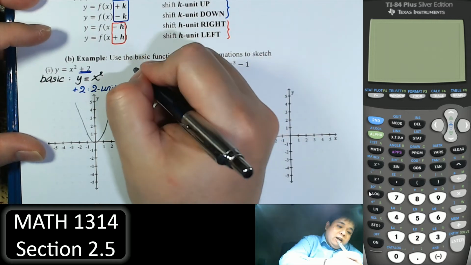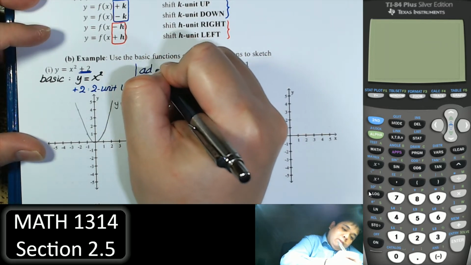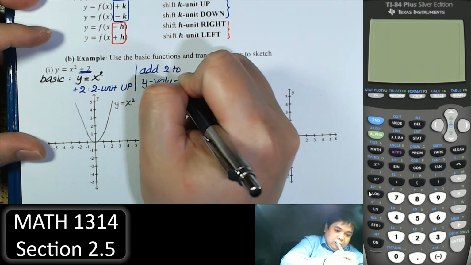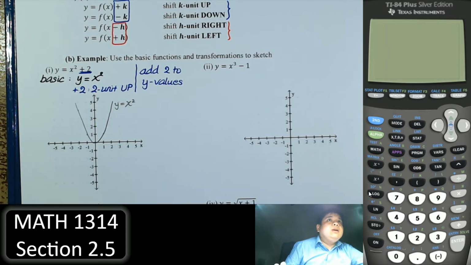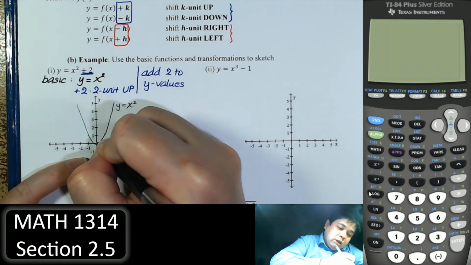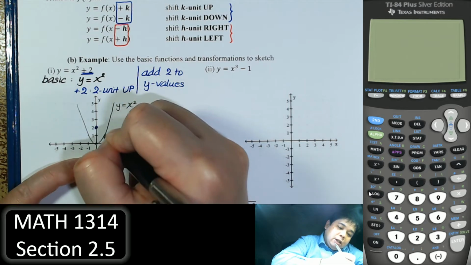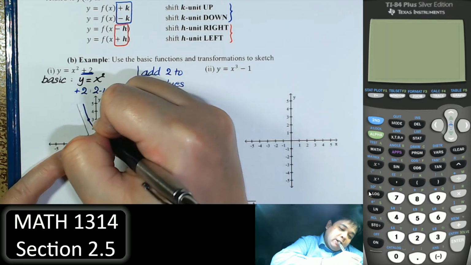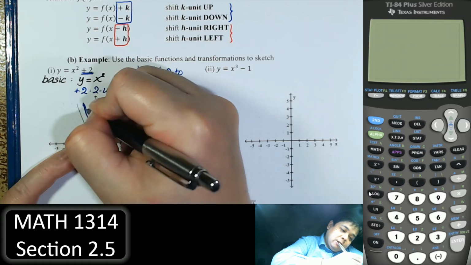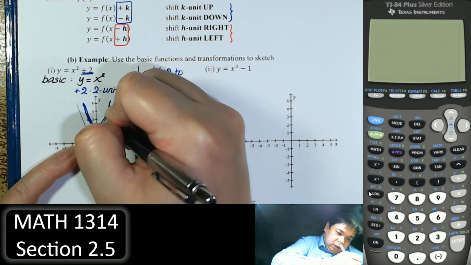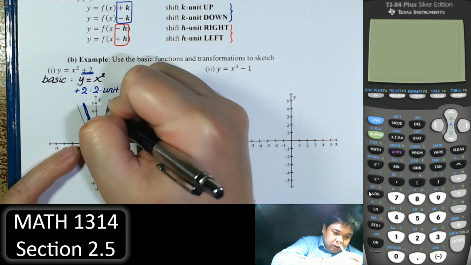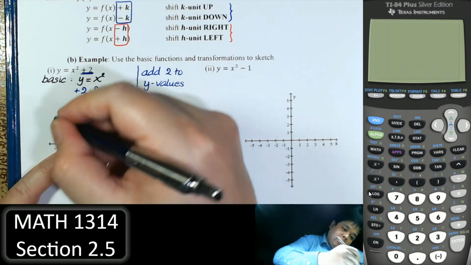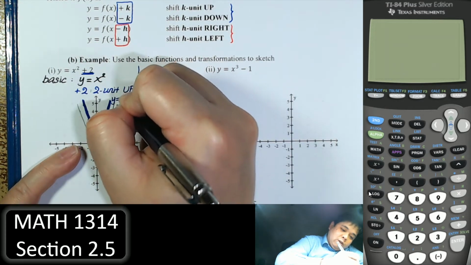Or we just add 2 to the y values. So this point 0, 0 goes 2 units up. This point 1, 1 goes 2 units up. This point goes 2 units up. And we have the graph. This is y equal to x squared plus 2.